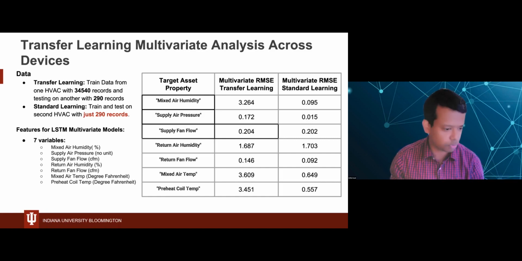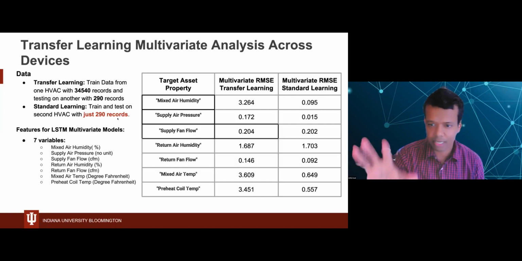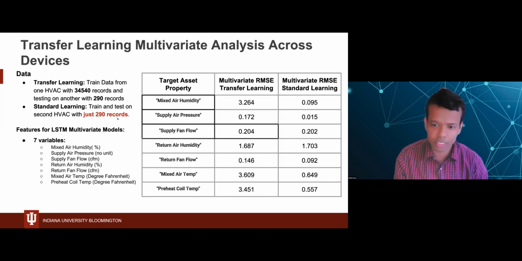And this is very useful if we have data privacy concerns, or maybe we have very limited data, like here. We have only 290 records in one unit. So there is not adequate data for training, but we can still test our model on those types of devices. And this is a multivariate setting. So all the things that I discussed in the past are applicable here as well.